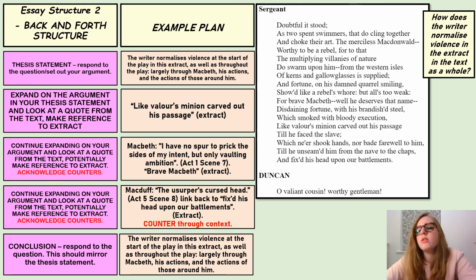Okay, then, so how does the writer normalise violence in the extract and the text as a whole? That isn't the usual kind of wording. You wouldn't usually get a question like this. For me, this question has almost an A-level kind of feeling.